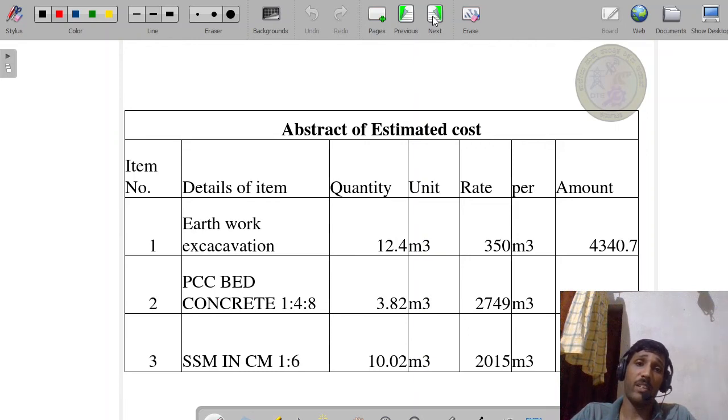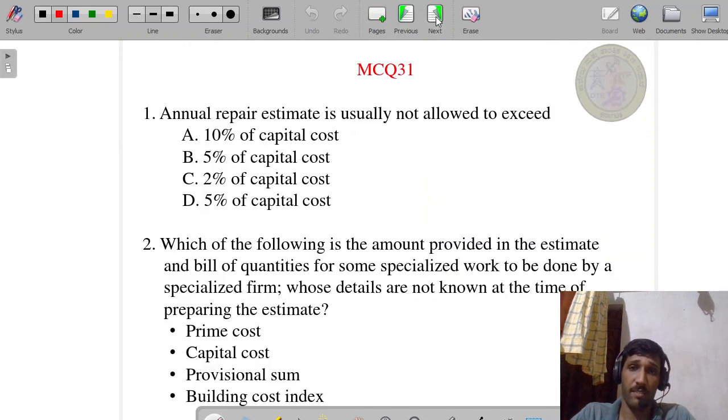Now, for what we covered in today's class, there are some simple multiple choice questions. Try to answer them. Okay, first question. Annual repair estimate is usually not allowed to exceed dash percent. Which is the correct answer? Option A, option B, option C, option D. The correct answer is option C, 2% of capital cost.